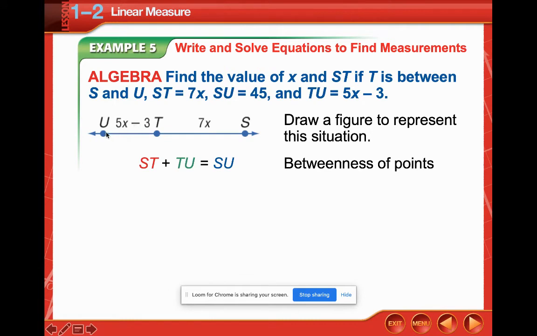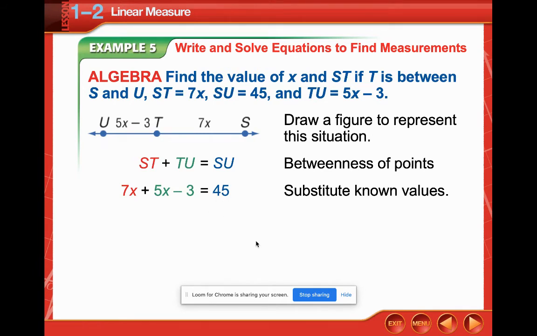So this section is 5x minus 3. In this section, 7x. What you can do is add them together to equal 45 and then solve. So 7x plus 5x, so this section plus this section, right here, you can see it, equals the whole section, which is 45. All right? And then you solve it like an algebra problem.